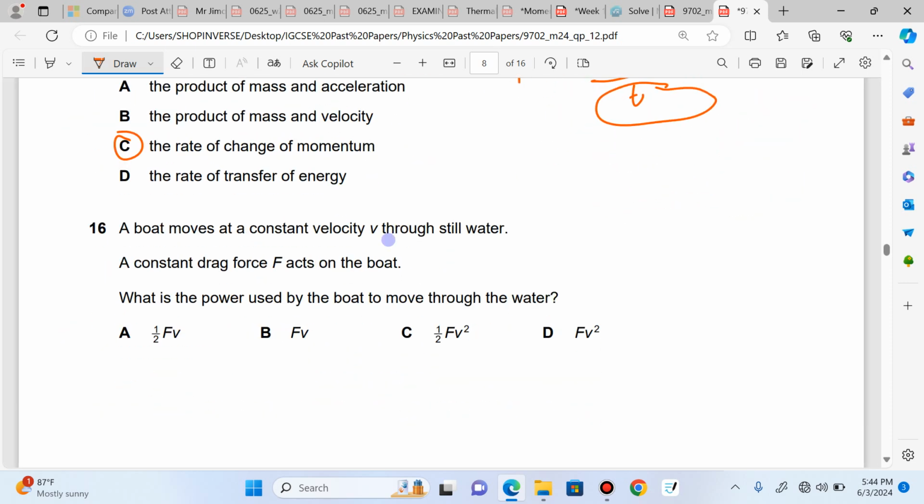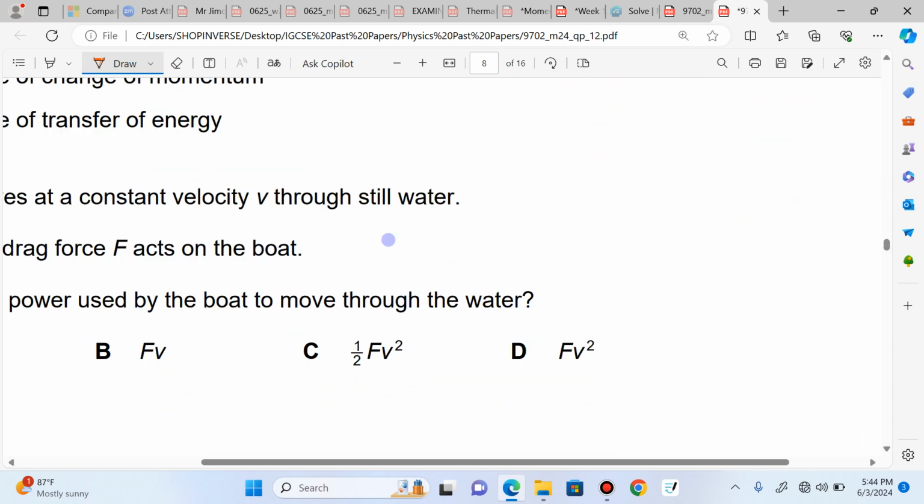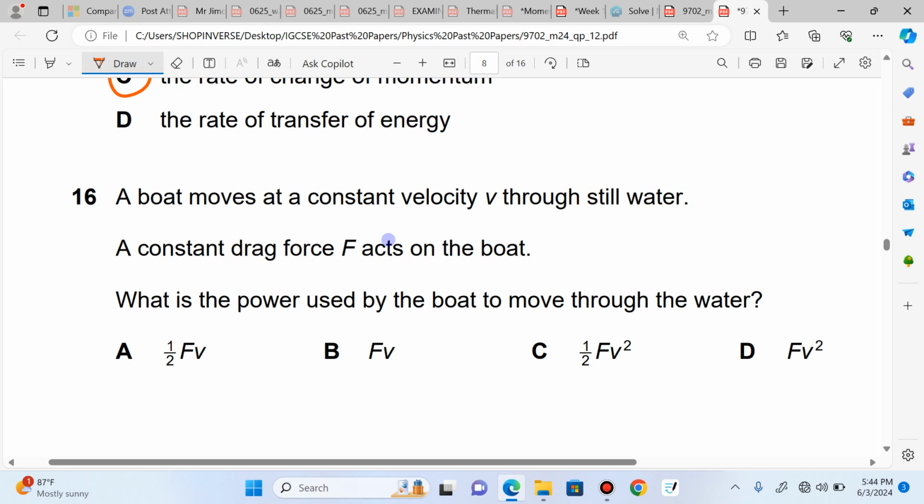Question number 16. A boat moves at a constant velocity v through still water. A drag force F acts on the boat. What is the power used by the boat to move through the water? You know the formula for power. Power is energy over time, right? And the energy can be kinetic energy or gravitational potential energy. Just divide it by time, you get the power consumed. Power used. Now look at this.